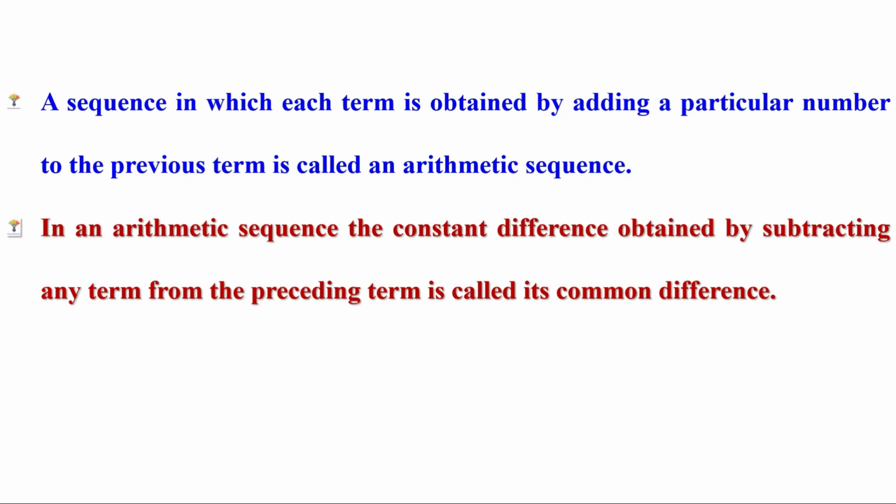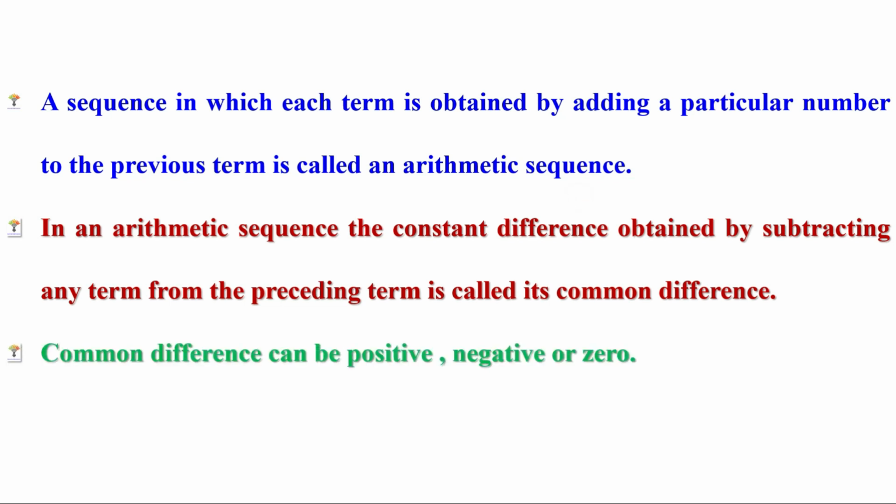And we have seen that the common difference can be positive, negative or 0. When the common difference is positive, the terms go on increasing. When it is negative, they go on decreasing. And when it is 0, the terms remain unchanged. And also we have seen that the common difference can be any number: fractions, decimals, natural numbers, rational numbers, irrational numbers. It can be any type of number.